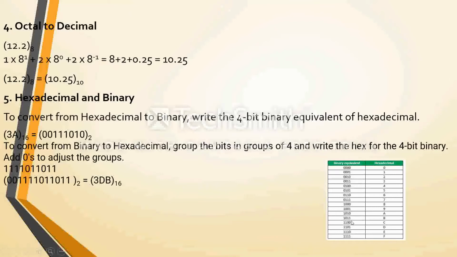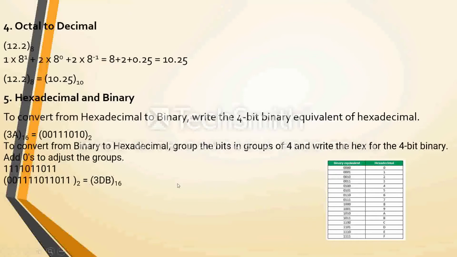If you get confused with this, then better you write a table like this, with the 4-bit binary equivalent of hexadecimal number. So you write the 4-bit binary sequence and the equivalent hexadecimal number. Then quickly you can refer to this table to convert either hexadecimal to binary or binary to hexadecimal.